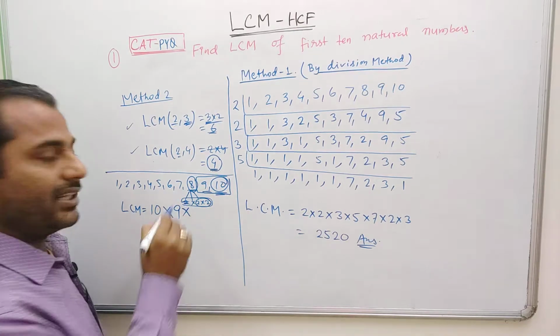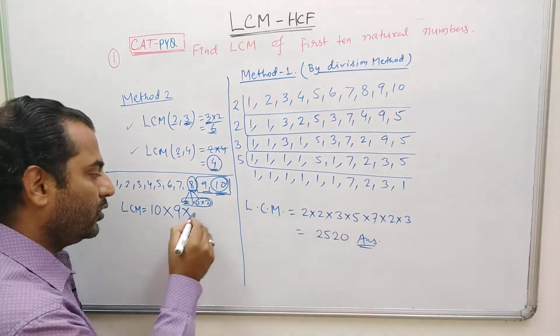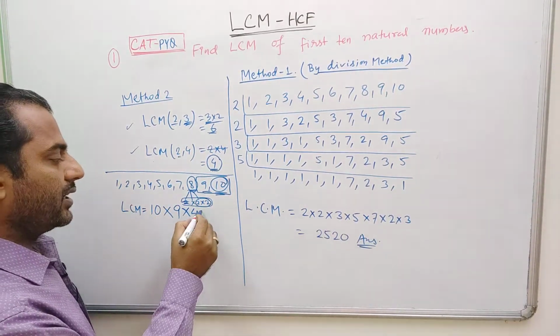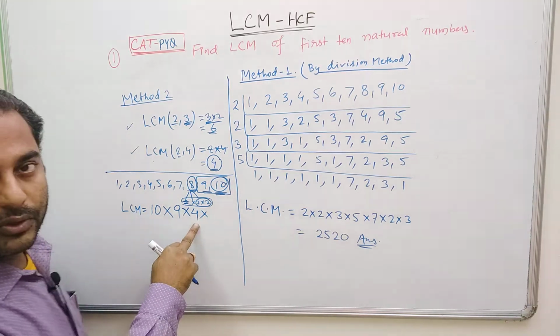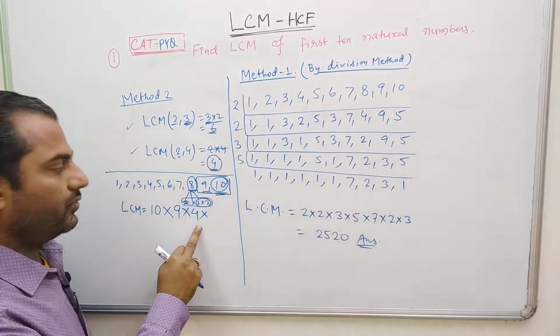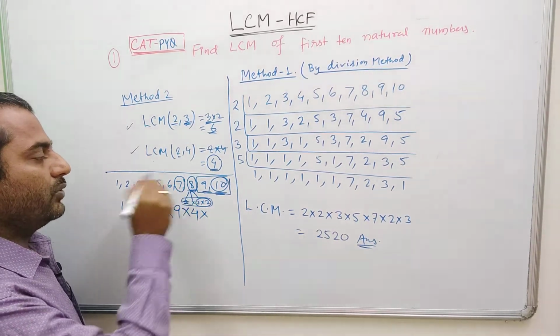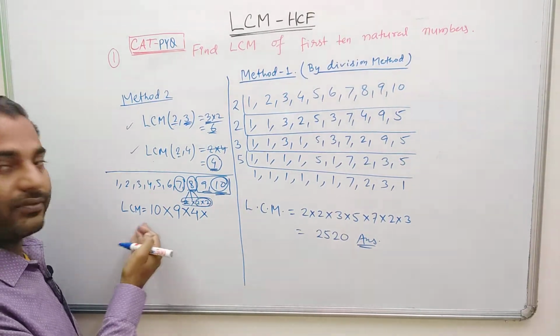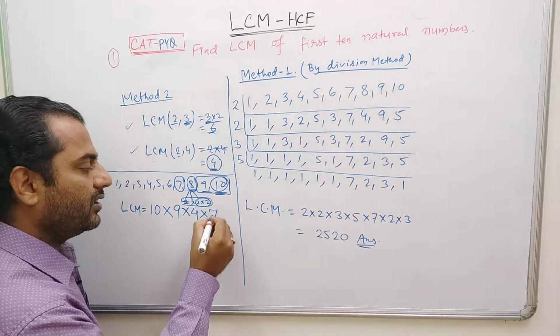How many 2s are needed? Two more. So 2 into 2, that will be 4. So if I multiply by 4, it means 10, 9 and 8, everything has been taken care of. The next largest number is 7, which is a prime number, and no factor or multiple of 7 has come here. So I will write here 7.